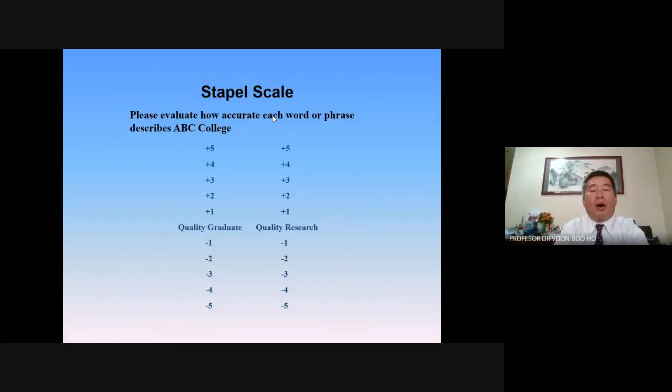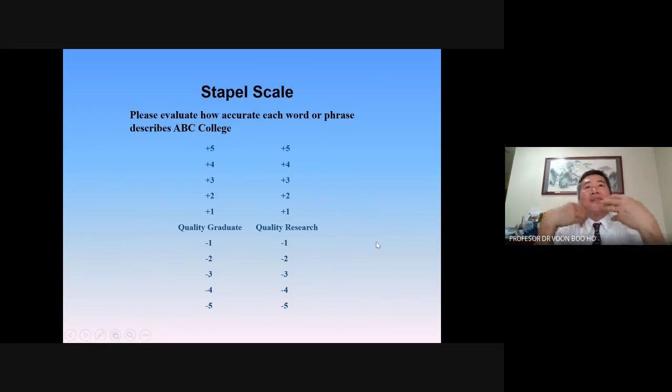Okay? Or you can use a Stapel scale, named after Professor Stapel, S-T-A-P-E-L. So this is Professor Stapel. He suggested these positive and negative numbers to show the level of agreement with this adjective. Normally it's an adjective or a noun in the middle. There is no 0 point, so you can see the 0 point is replaced by an adjective, like in this case, quality graduate, quality research, beautiful campus, highly recognized, and so on.